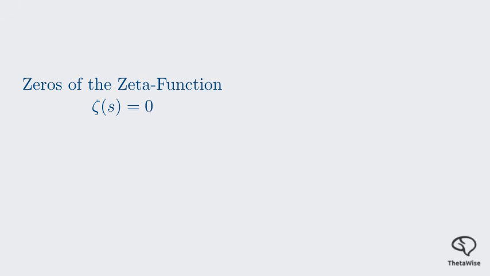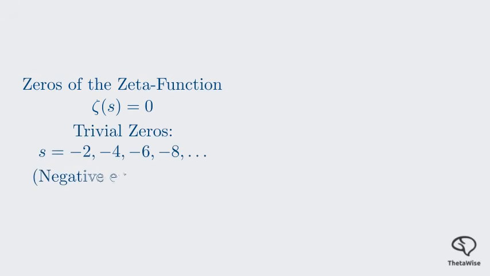The first kind are called the trivial zeros. These zeros occur at the negative even integers, -2, -4, -6, and so on. They are called trivial because they are relatively easy to find and understand. They don't hold the key to the Riemann hypothesis.